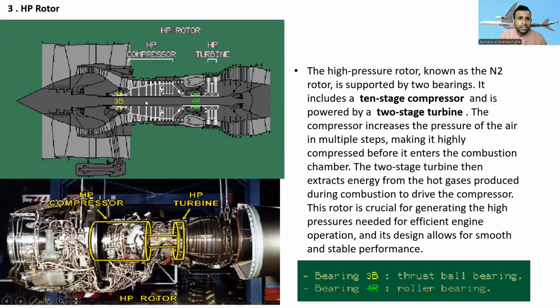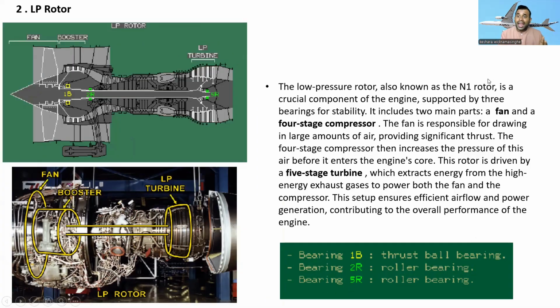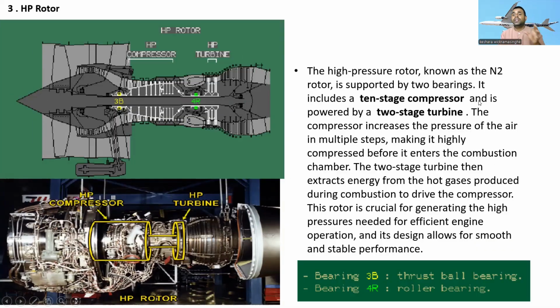For the high pressure rotor, here you can see the high pressure compressor and the high pressure turbine. Here is the low pressure turbine, and here is the high pressure turbine. The high pressure rotor is known as N2. Remember, the low pressure rotor we call N1, and the high pressure rotor we call N2. This rotor is supported by 2 bearings. The low pressure rotor is supported by 3 bearings, the high pressure rotor by 2 bearings.